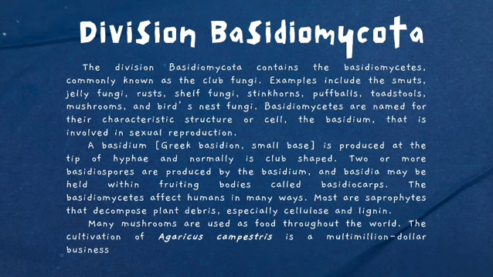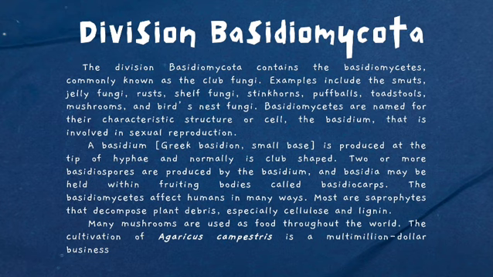Normally, it is club shaped. Two or more basidiospores are produced in a basidium, and basidia may be held within a fruiting body called the basidiocarp. The basidiocarp is the fruiting body to which the basidia are attached. Basidiomycetes can affect humans in many ways. When it comes to nutrition and distribution, they are saprophytes, decomposers. They are present in decomposed plant debris, especially cellulose and lignin, in nutrient-rich areas.